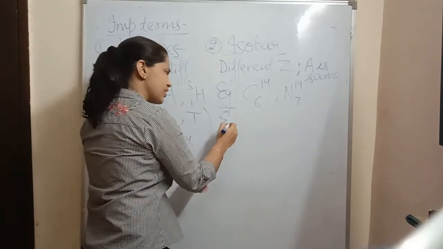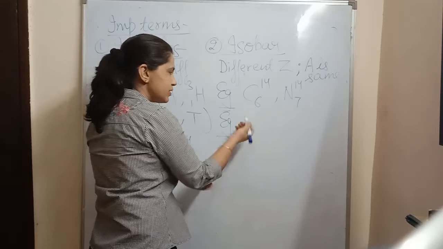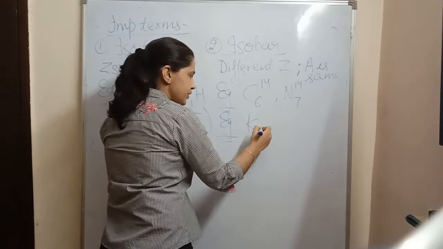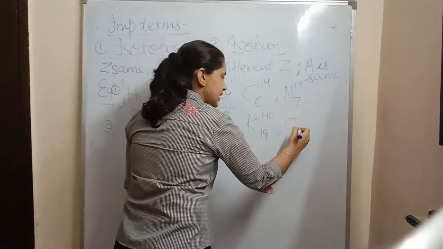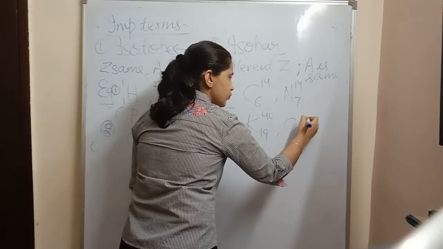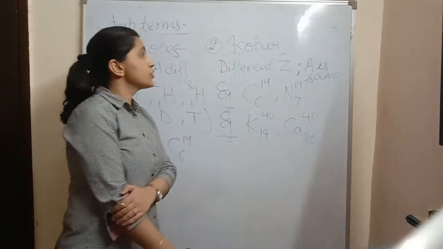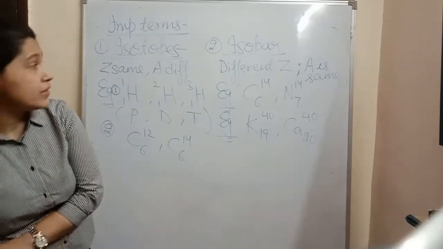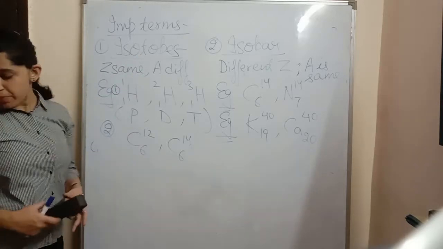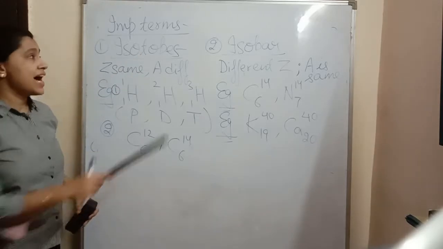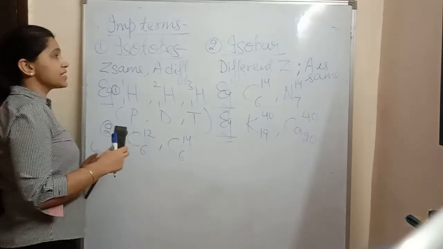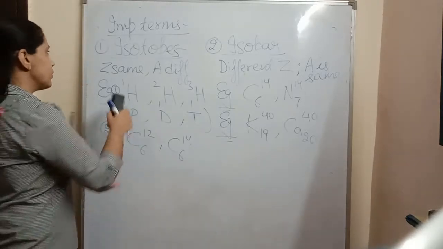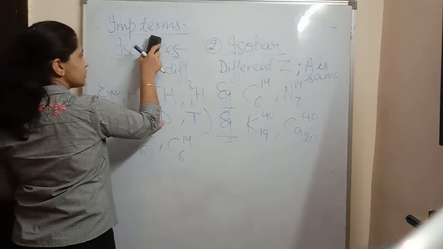Any example? You can frame any example, right? Like potassium 1940, calcium 2040, right? So these are isobars. So one is isotope and the second is isobar. The third we are starting is isotones. What is isotones?